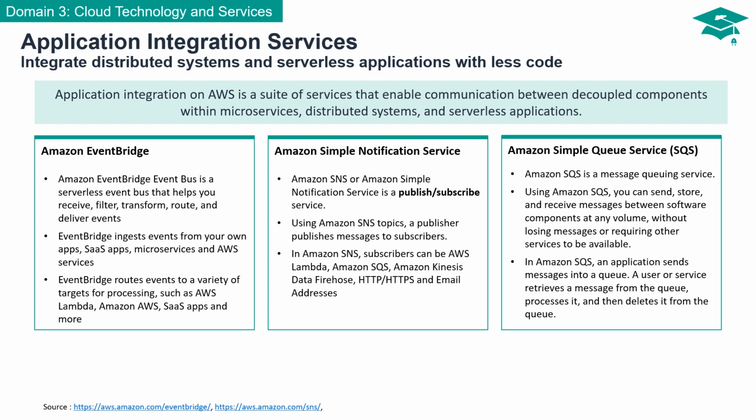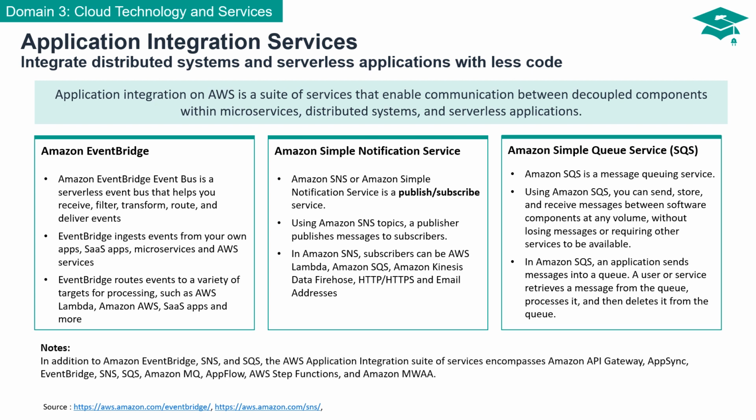SQS is a message queuing service that facilitates the seamless exchange of messages between software components. It allows you to send, store, and receive messages at any volume without losing messages or depending on other services' availability. Applications send messages into a queue, and a user or service retrieves, processes, and deletes them from the queue. In addition to the services mentioned, the AWS Application Integration suite includes a robust set of tools such as Amazon API Gateway, AppSync, Amazon MQ, AppFlow, AWS Step Functions, and Amazon SWF, providing a comprehensive solution for your application integration needs.